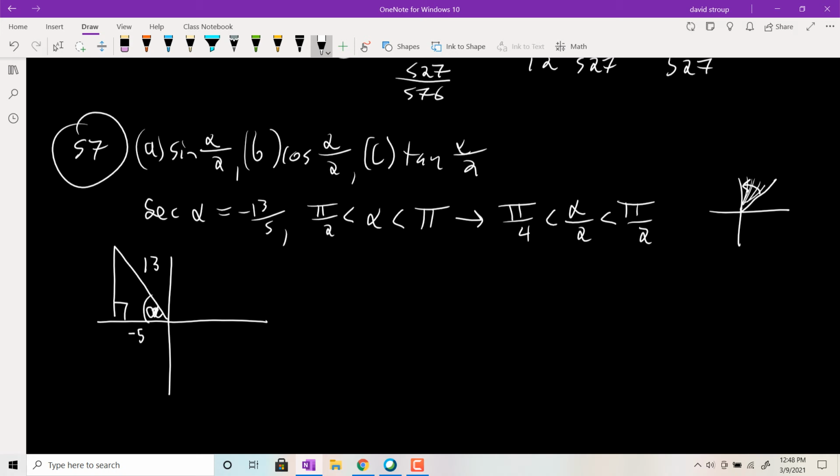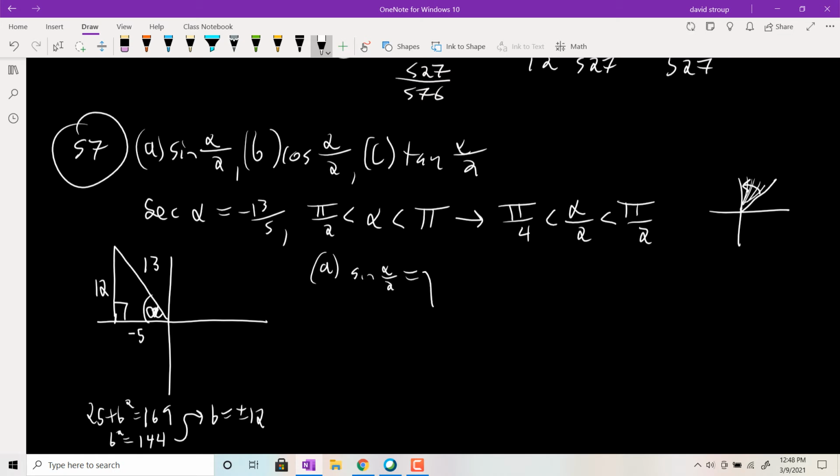And then, using the Pythagorean theorem, we'll have 25 plus b squared is 169. So b squared is 144, and so b is plus or minus 12. Because it's in the second quadrant, the y value must be positive. So it's 5, 12, 13. Okay, so now part A. Sine of alpha over 2.